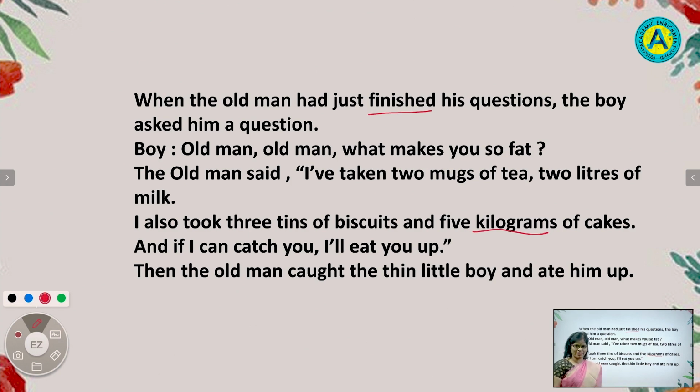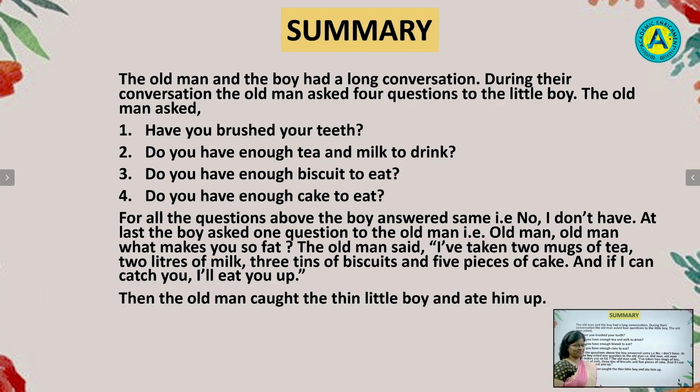What did the old man say? Yes, after taking all these foods, also I can take some more food. What? If I catch you, I can eat you up. Then, what did the old man do? Then the old man caught the thin little boy and ate him up. Now students, let's summarize the topic.